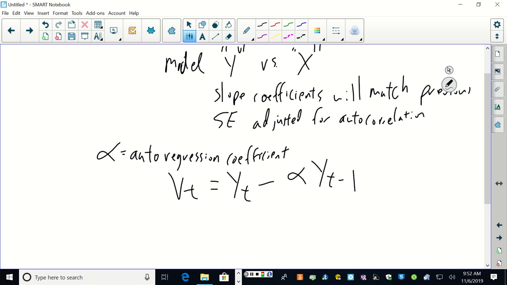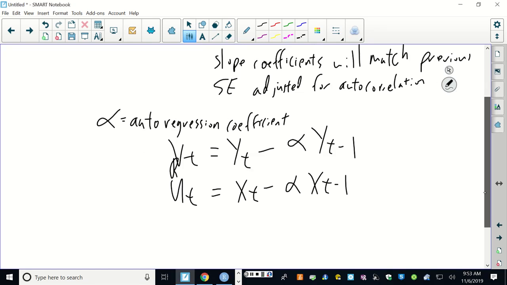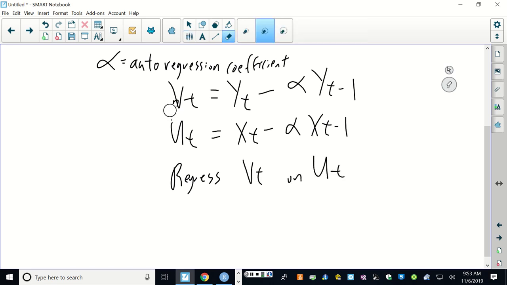We're going to apply that same transformation to the x's. And then we're going to regress v sub t on the u sub t. And the coefficients that we get will be the same as if we had regressed y on x. The standard errors will be different. So the slopes are good.